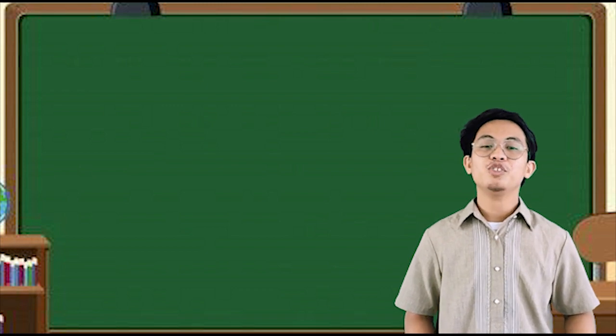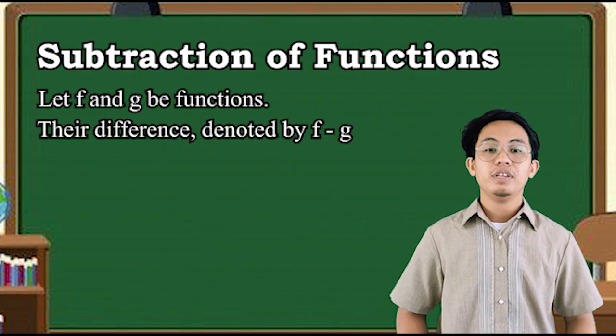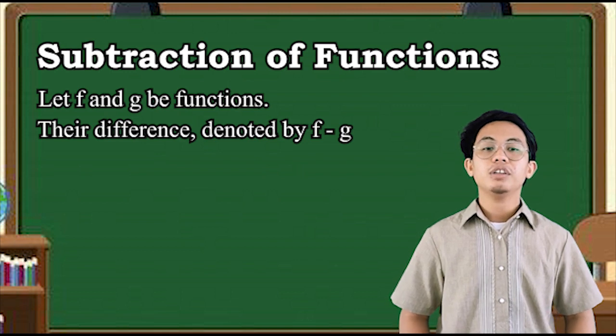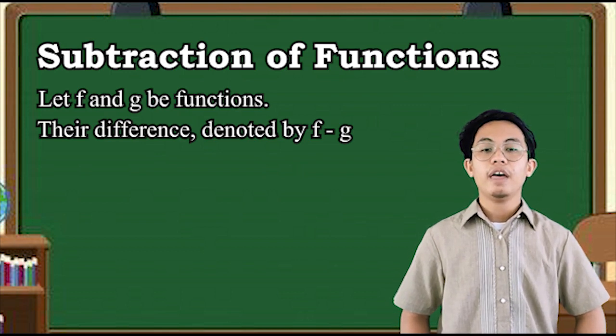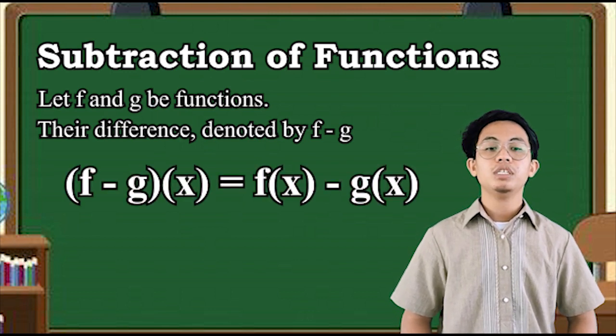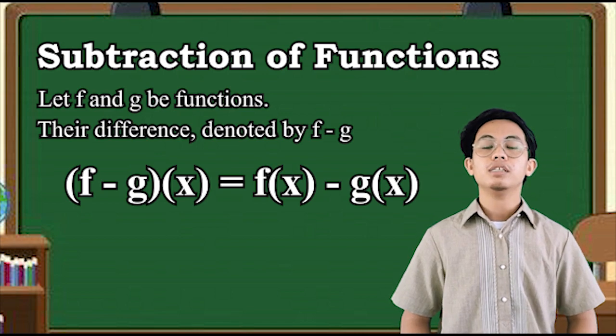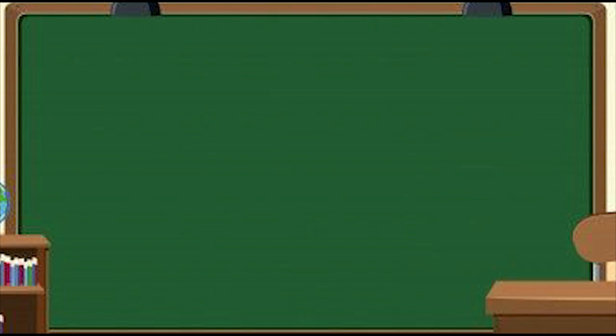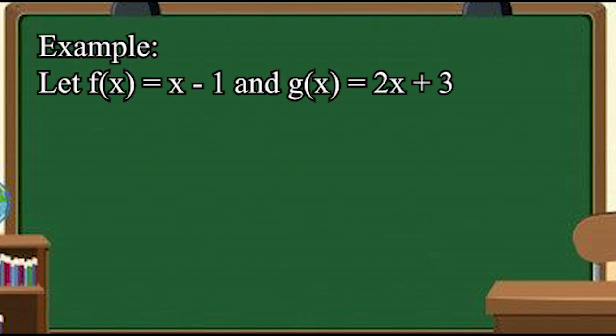Let's now move on to subtracting functions. By definition, the difference of the function f and g, denoted by f minus g, is the function denoted by f minus g of x, which is equal to f of x minus g of x. Based on the definition, we will just subtract the two functions. Let's have an example using the same function, f of x equals x minus 1 and g of x equals 2x plus 3. We will find the function f minus g of x.